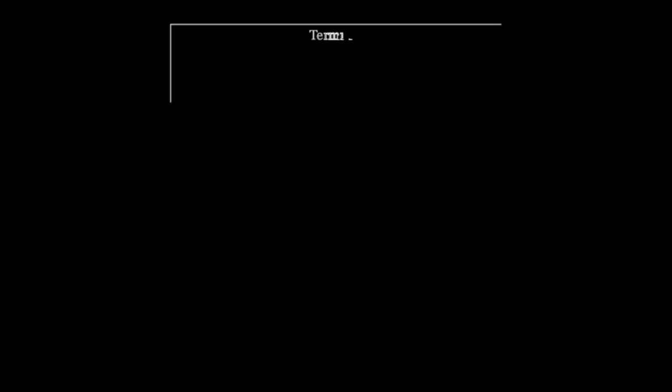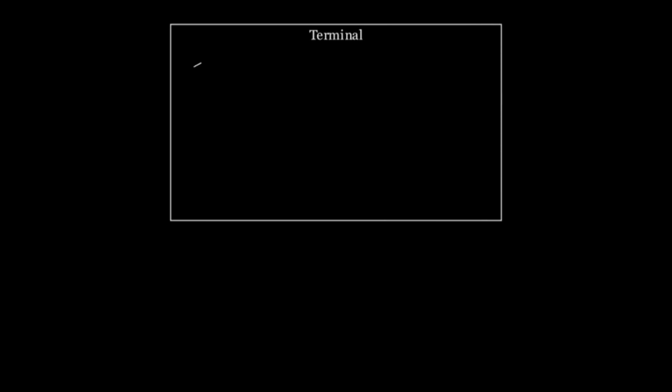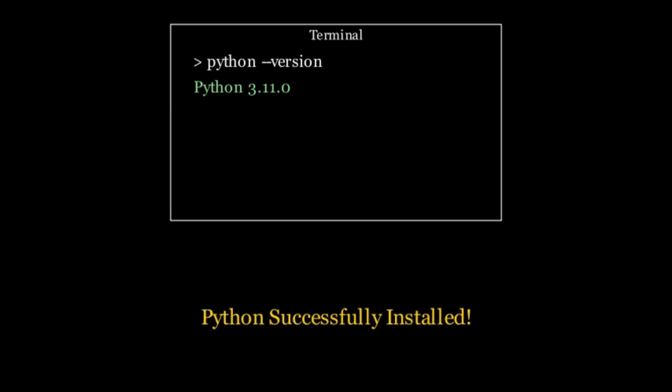Once installed, you can verify that Python is working by opening a command prompt or terminal and typing python --version, or python3 --version for Mac OS and Linux. If you see the version number displayed, congratulations! Python is successfully installed on your system and you are ready to start coding.